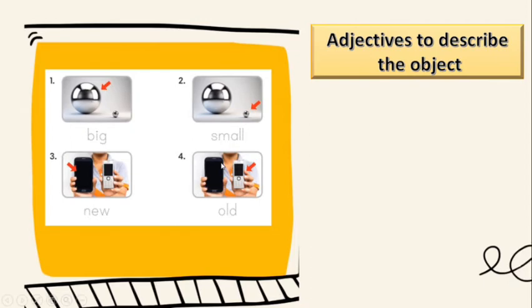And then, can you compare number 3 and 4? See the pointer here. It's new. And the fourth one is old. So, see the difference, right? Here we have 4 adjectives. Can you repeat the words after me? Say big, small, new, old. Okay, now we go to the practice.